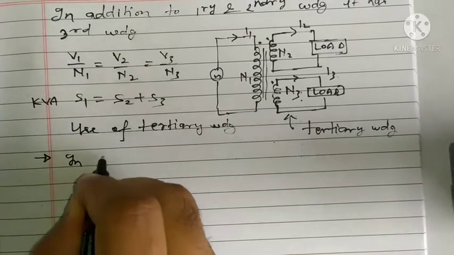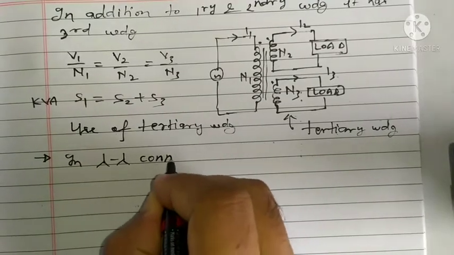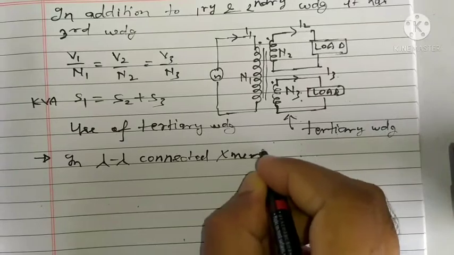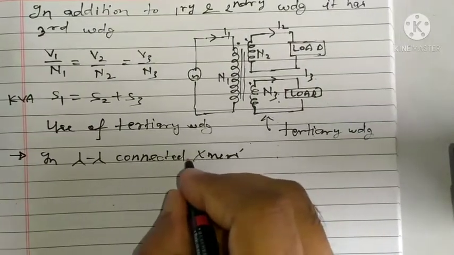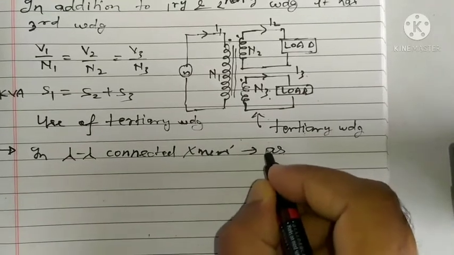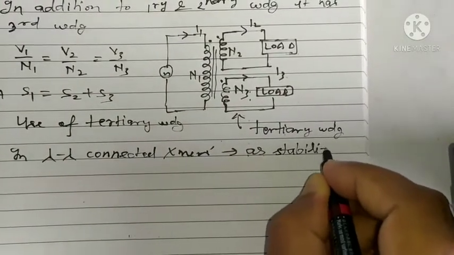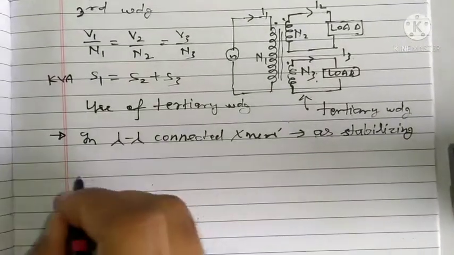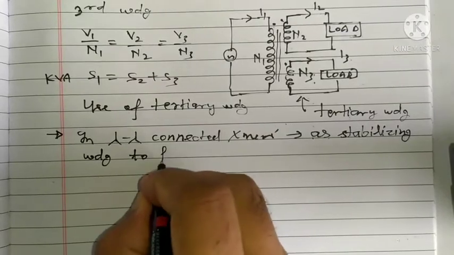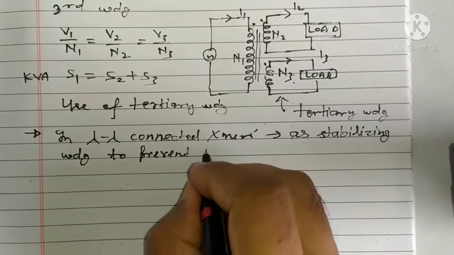So in star-star connected transformers, it is used as stabilizing winding to prevent unbalancing and harmonics.